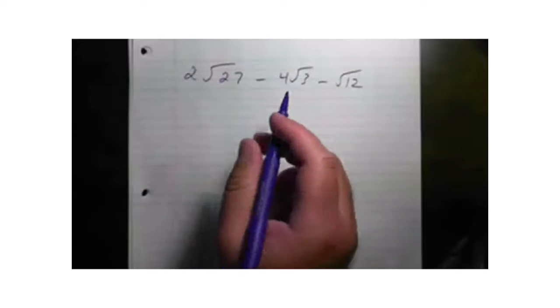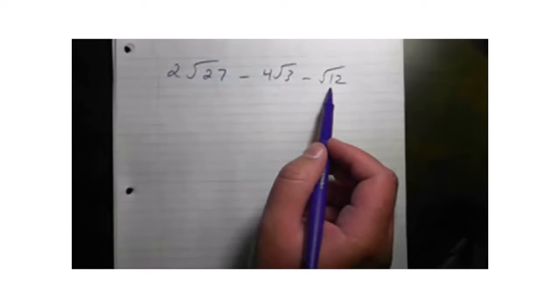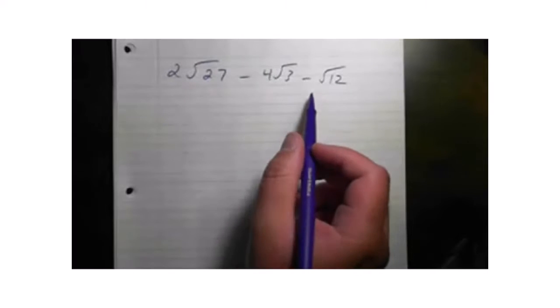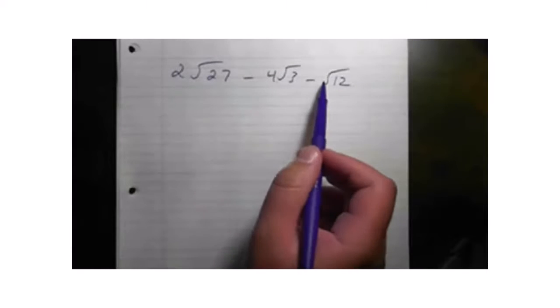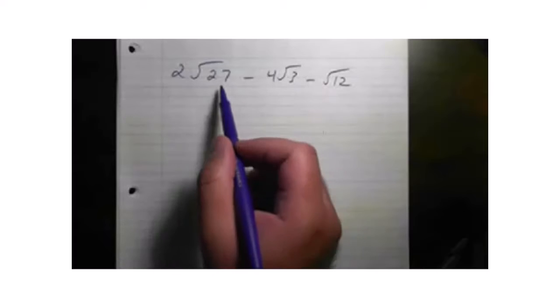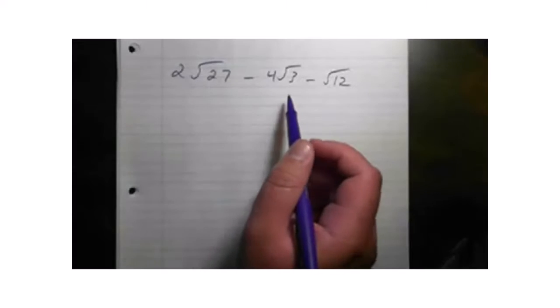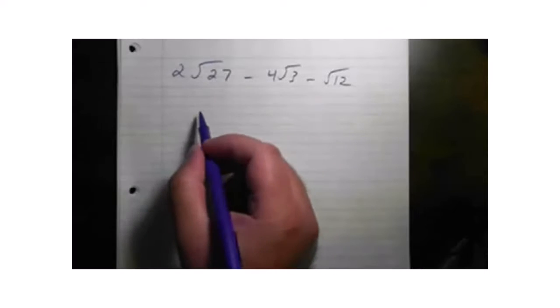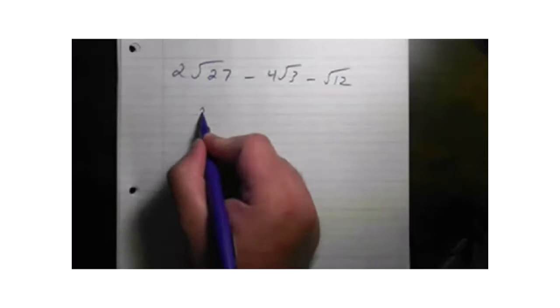Okay? So first of all, I notice that these radicals do not have the same radicand. So what I'm going to try to do is, for now, just forget about the coefficients. I'll deal with them later. For now, I'm going to look at the radicands here and try to see if they can turn into like terms.